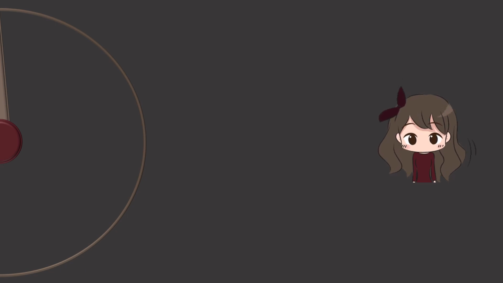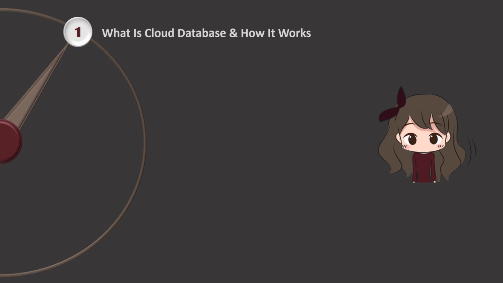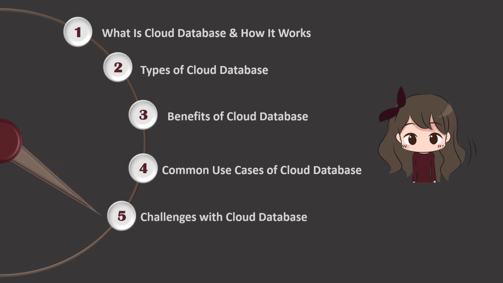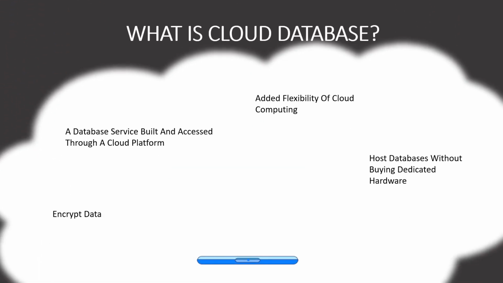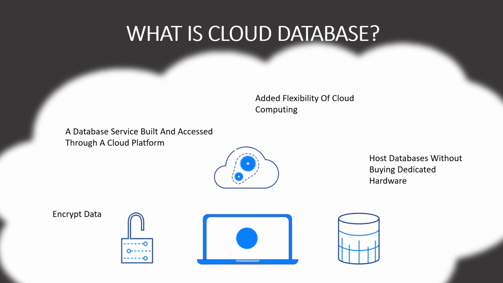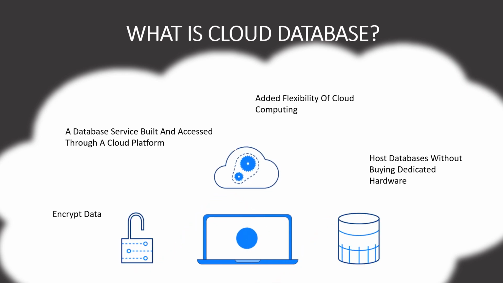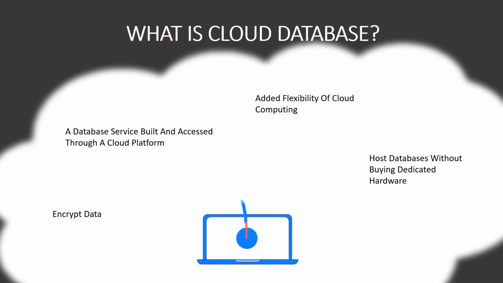Before we proceed into the topic, I will show you the outline of the video. What is cloud database and how it works, types of cloud database, its benefits, common use cases, challenges and its considerations. Cloud database is a database service built and accessed through a cloud platform. It implements the same functions as traditional database but with an added flexibility of cloud computing. It also enables enterprise users to host databases without buying dedicated hardware and can be offered as a service and managed by a provider. In terms of security, most cloud database providers encrypt data and provide other security measures.